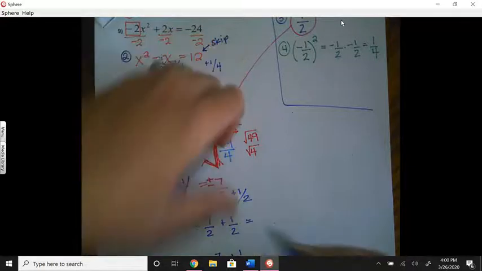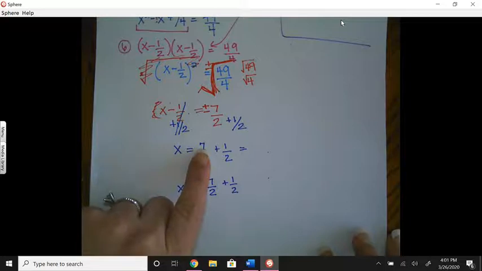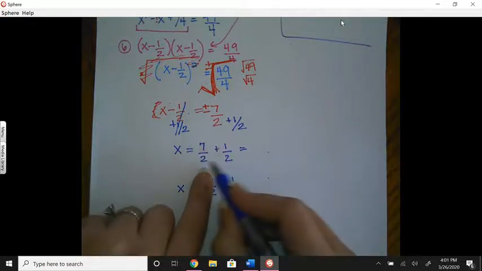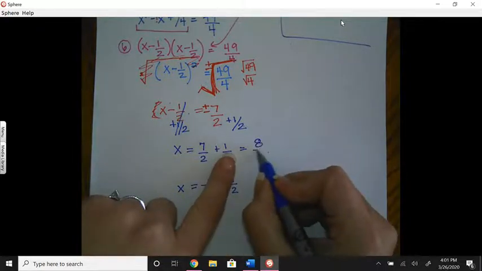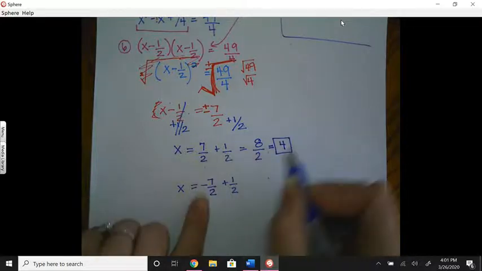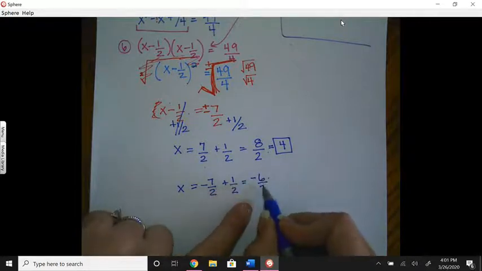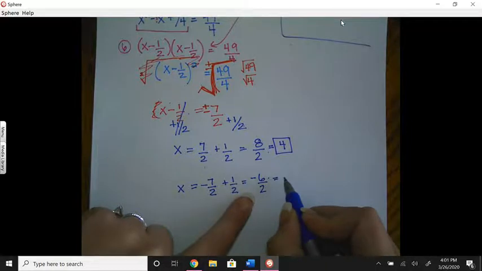So you can do this in your calculator, or I'm going to do it without, because 7 plus 1, since they have a common denominator, 7 plus 1 is 8. And then 8 divided by 2 is 4, so that's one answer. And then negative 7 plus 1 is negative 6. And negative 6 divided by 2 is negative 3.